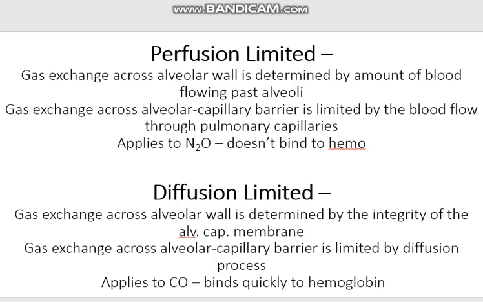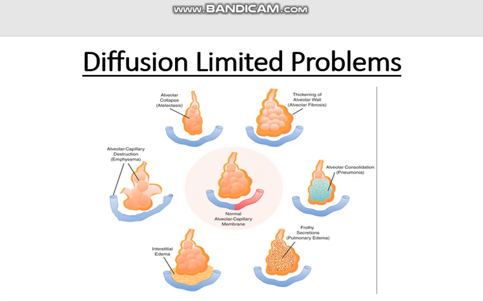Diffusion limited is how the gas exchange across the alveolar wall is determined by the integrity of the alveolar capillary membrane. And the gas exchange across the alveolar capillary barrier is limited by the diffusion process. This applies to carbon monoxide, which binds quickly to hemoglobin. Some diffusion-limited problems are shown below.